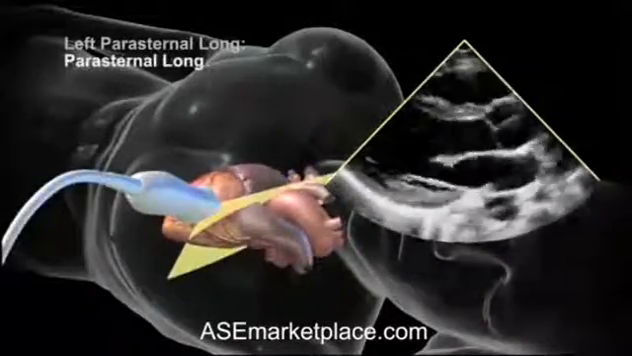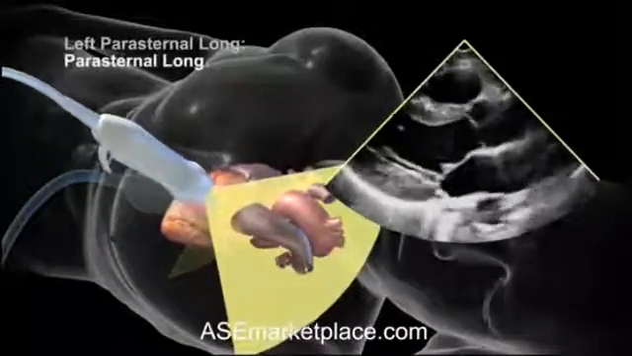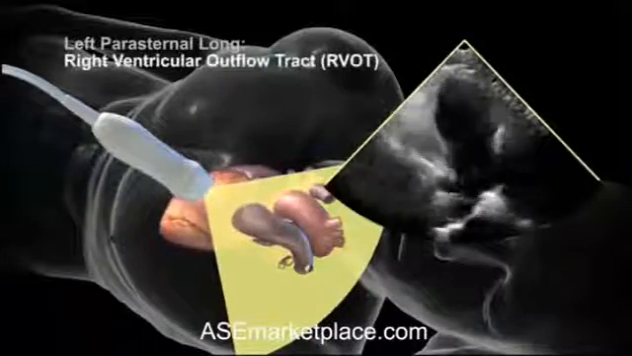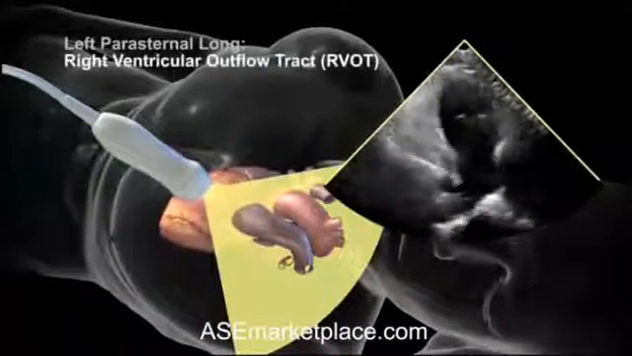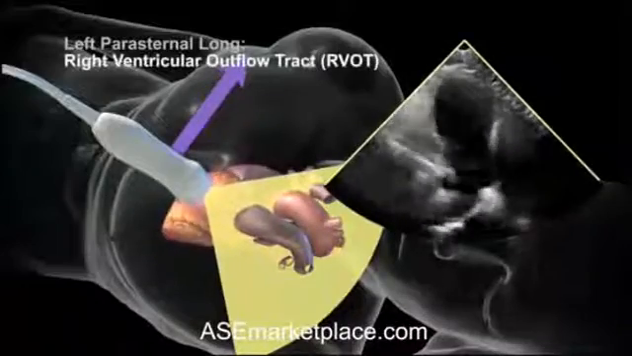Finally, and starting again from the parasternal long view, the transducer is angled towards the patient's right hip to acquire the right ventricular outflow tract, or RVOT view. Notice that the indicator is still pointing towards the patient's right shoulder.